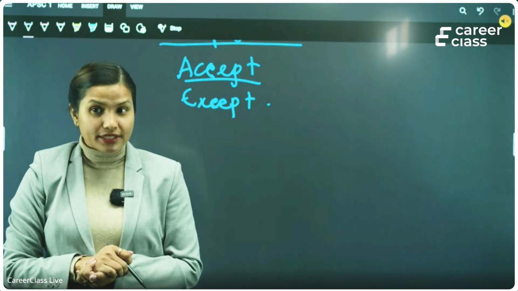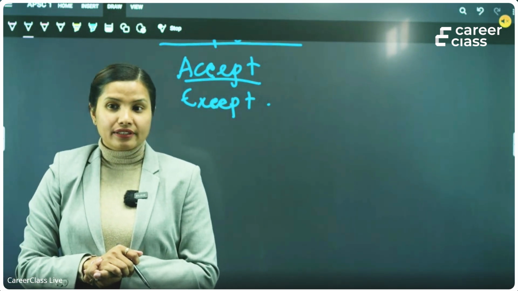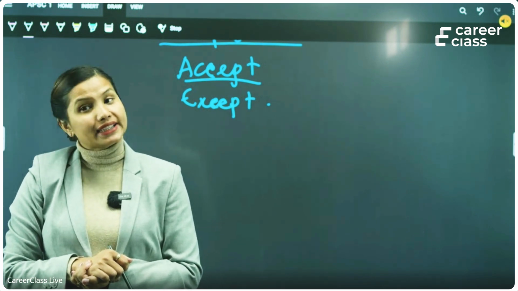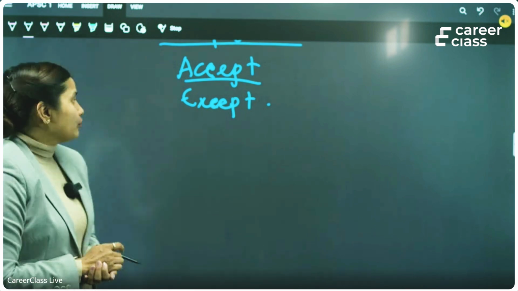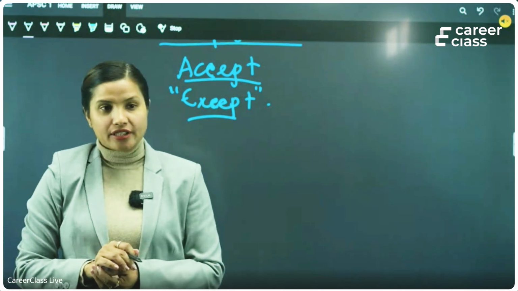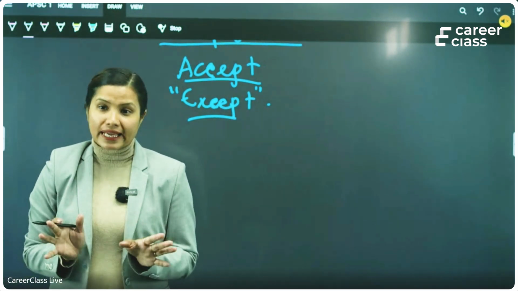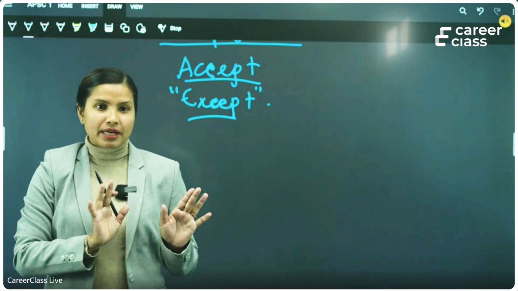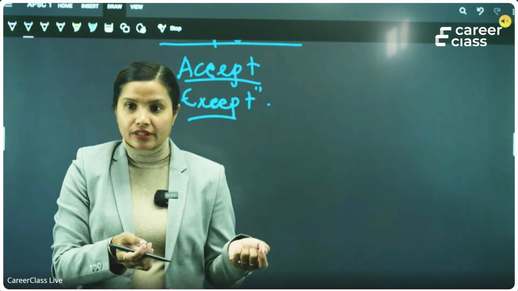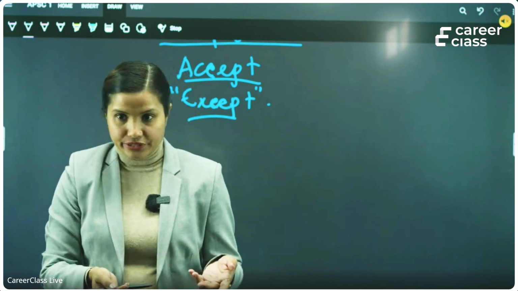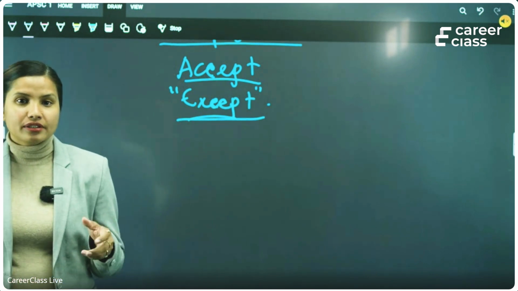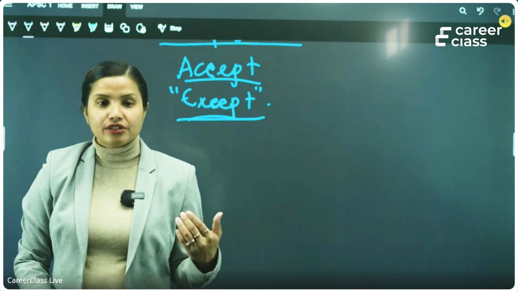I was well accepted by the people. The new president of USA is well accepted by the people, right? And what about except? Excluding someone. Everyone was wearing black except Seema. That means Seema was the only one who was not conforming to what others were doing, right? It is an exception, okay? Something that does not go well with others, that does not conform.